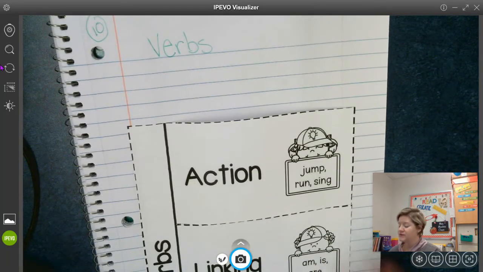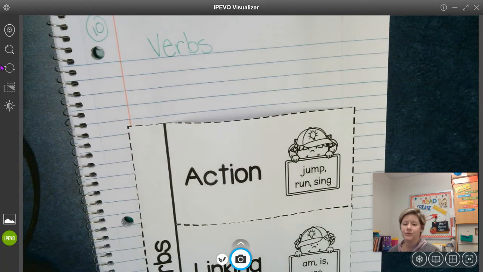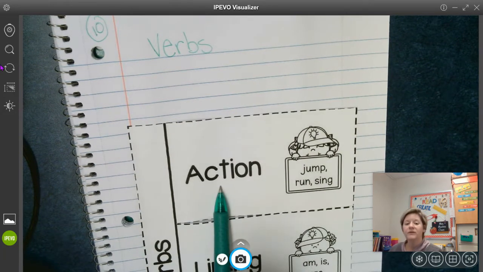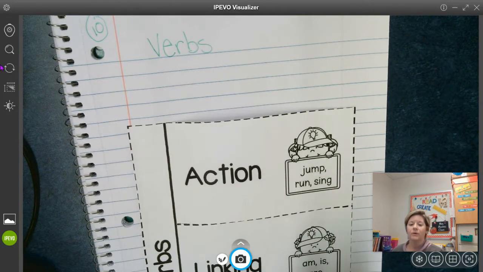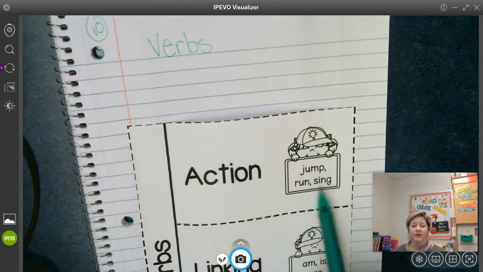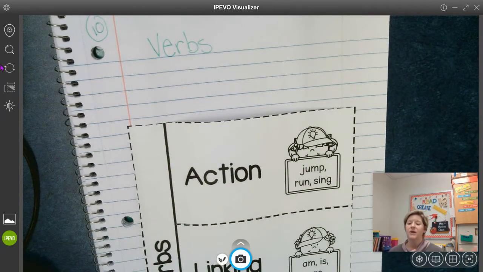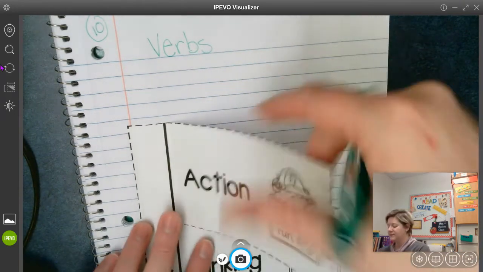All right, so let's jump into verbs. We've already learned about action verbs. We know that action verbs are what the nouns in the sentence are doing, right? So we can jump, run, or sing. These are things that the noun or the subject who we're talking about in the sentence is doing. Okay, so we've talked a lot about different kinds of nouns and verbs. We've played some games with verbs.